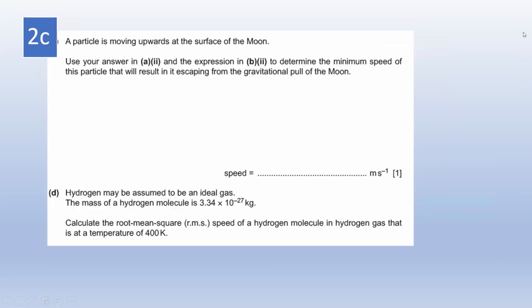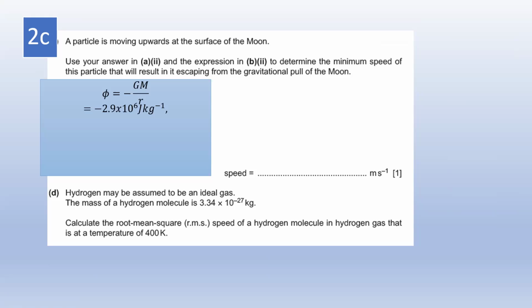The particle is moving upwards at the surface of the moon. Use the answer in A part 2 and the expression in B part 2 to determine the minimum speed of this particle that will result in it escaping the gravitational pull of the moon. Right, that's why we have calculated A part 2 and B part 2. Then we just put them inside here and calculate out using the calculator.